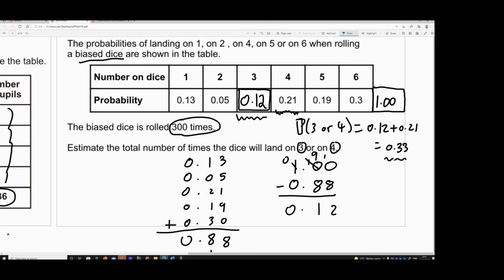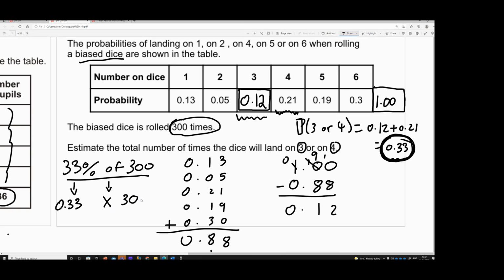Now, if I roll the dice 300 times, how do you think I could work out how many times this will happen, that it will land or should land roughly on 3 or 4? What do you think I would need to do with this number that I've circled and 300? It's 33%. Yeah, that's great. So you could say it's 33% of 300. So what I would need to do is 0.33, of means times 300. So we'd have to do 0.33 times 300.